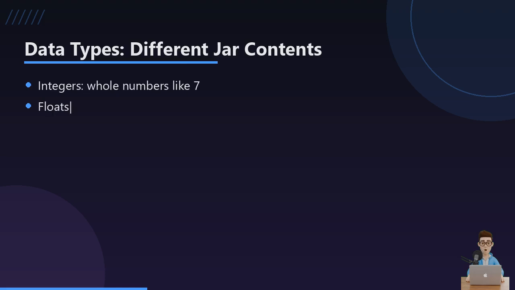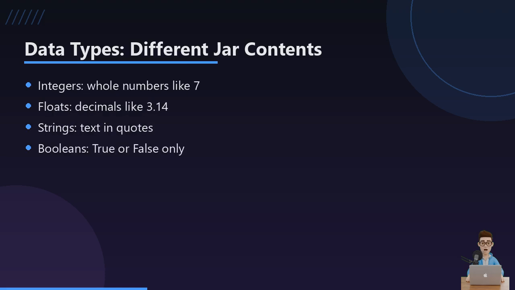So the jars can hold different kinds of stuff. Whole numbers are integers. Numbers with decimal points are floats. Text wrapped in quotes is a string. And a simple switch that is either true or false is a Boolean. You might wonder why this matters. It is because Python treats each kind differently when you do math or comparisons. In short, the type just describes what is sitting inside the jar.